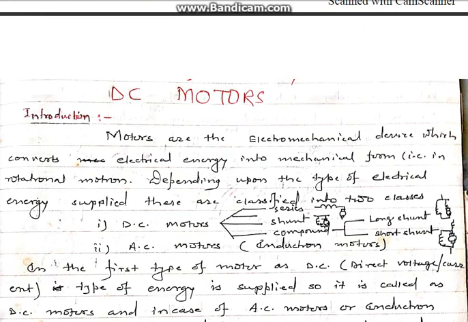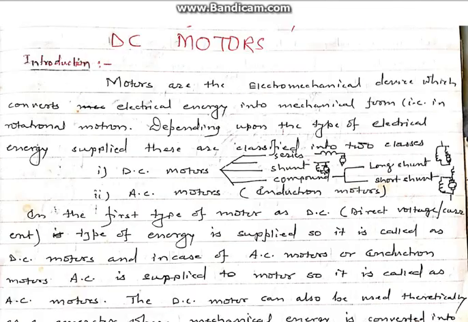Let us go to the DC motor. As I told while defining the drives, the motor is the heart of the drive, and depending upon the type of source or supply given to the motor, they are classified into two classes: DC drives and AC drives. As I told, in a DC drive the DC motor is used, while in an AC drive the AC motor is used. Let us see in detail about the DC motors. Of course, you may have studied DC motors in electrical subjects, but let us review it.